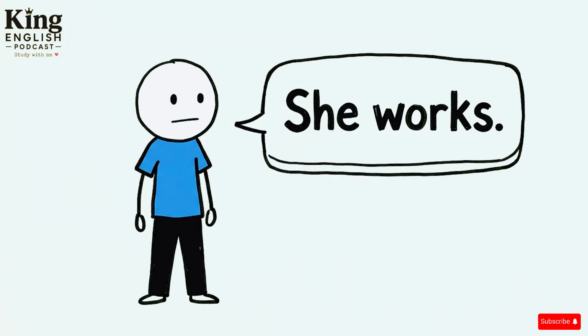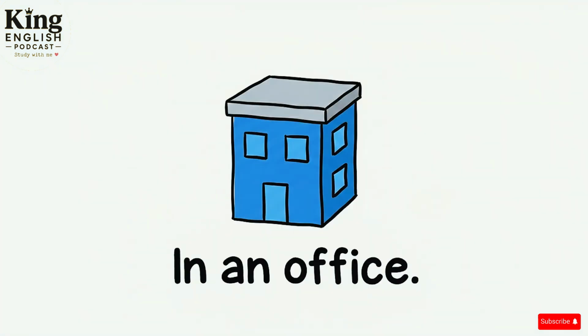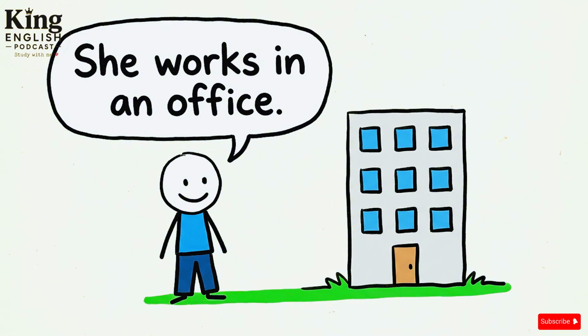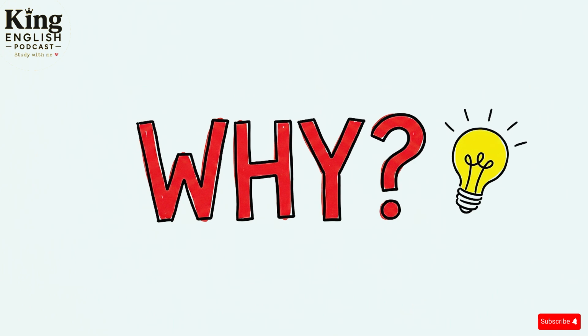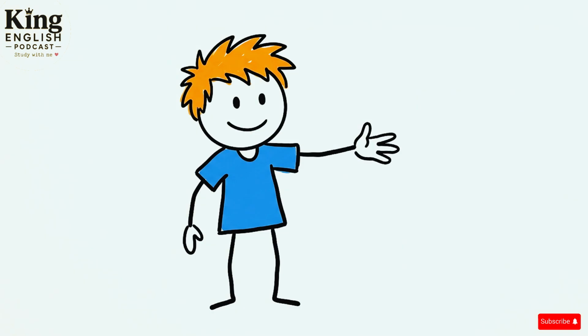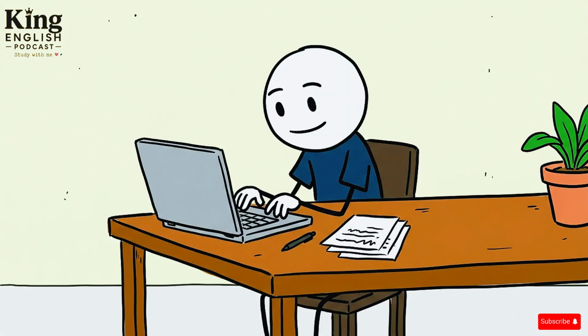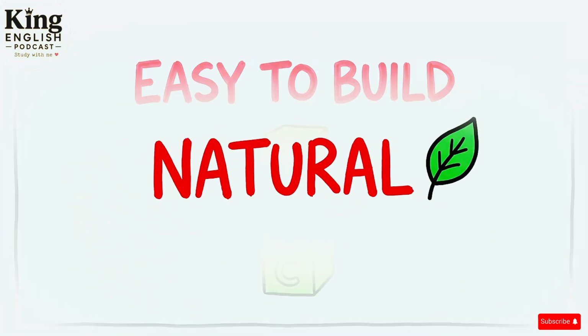Start with, she works. Where? In an office. She works in an office. When? During the day. She works in an office during the day. Why? To support her family. Now the sentence becomes, she works in an office during the day to support her family. Simple, natural, easy to build.